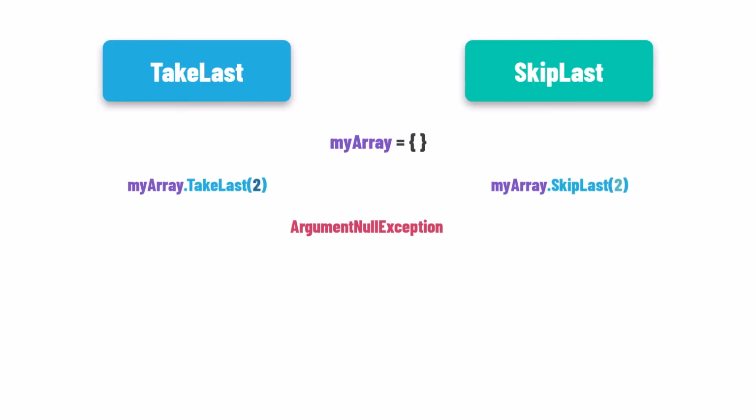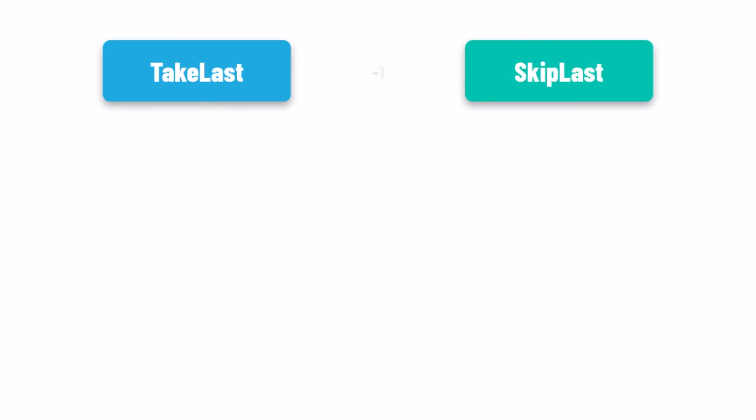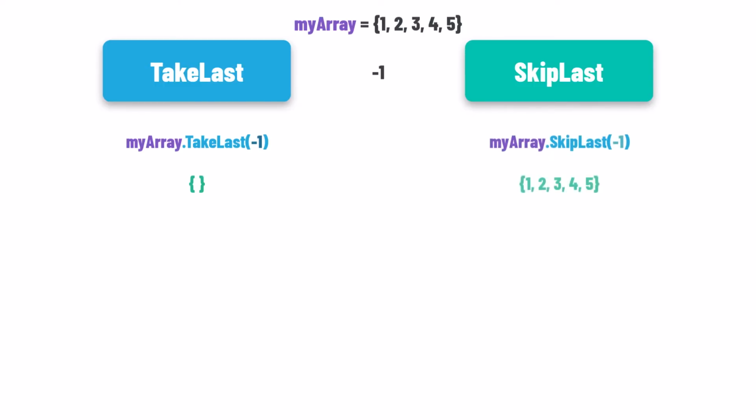In general, we should use a positive number to return or skip the last elements of a sequence. But what happens in case we enter a negative number, for example -1? Suppose we have the following integer array. TakeLast with a negative number returns an empty collection, because no element will be returned. SkipLast with a negative number returns the same input collection, because no element will be skipped. So, using a negative number doesn't throw an exception, but either an empty collection or the same collection, depending on the used method.